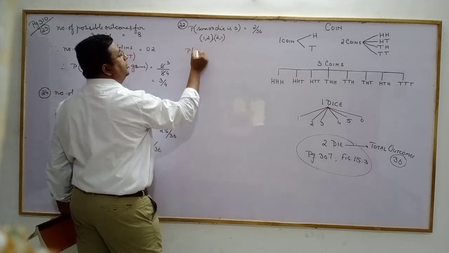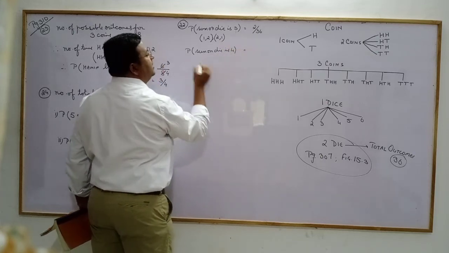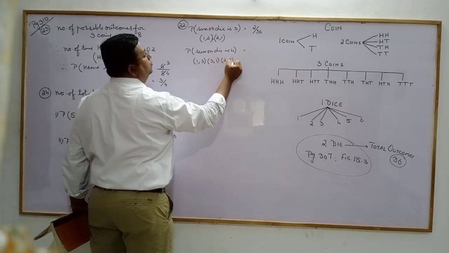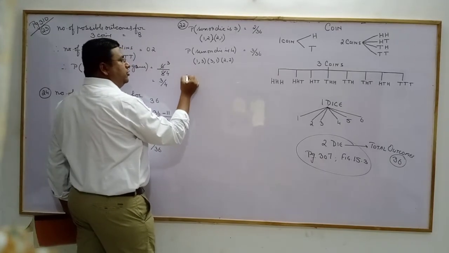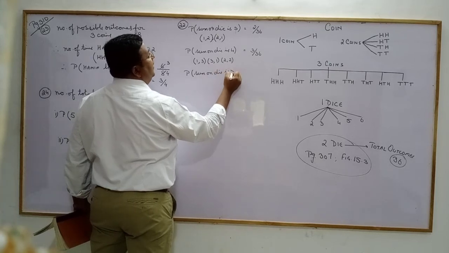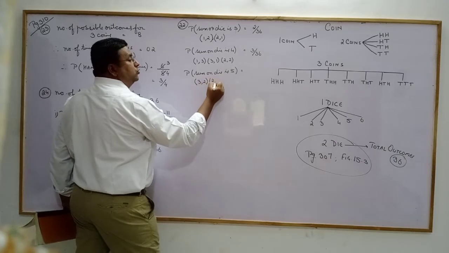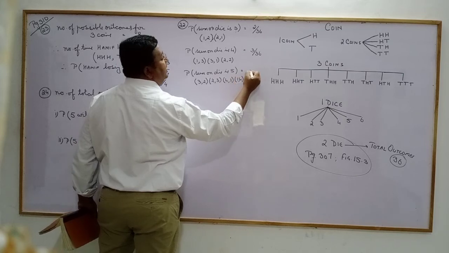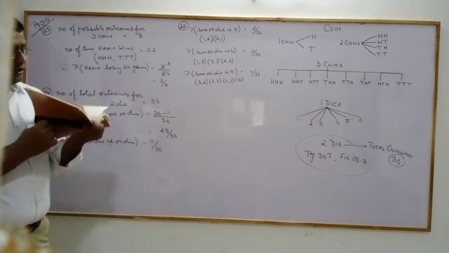No. If I talk about probability of sum on dice being 4, how many times? 1, 3, 3, 1 and 2, 2. So that is 3 out of how much? 36. Same way, can we continue? Probability of sum on dice being 5. So which are the results? 3, 2, 2, 3, 4, 1, 1, 4. That is 4 out of how many? 36. Clear?